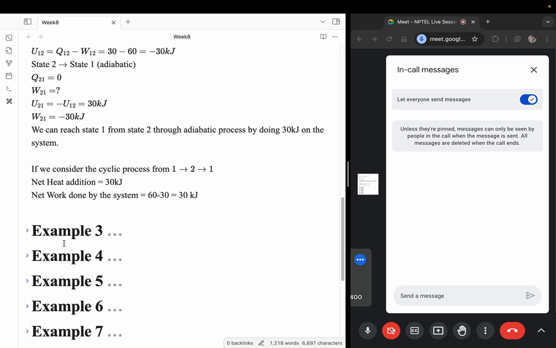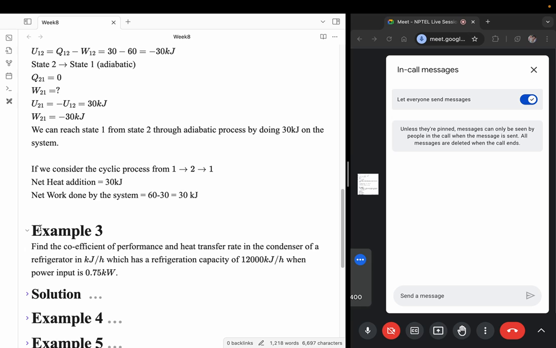Are there any questions? There are no questions, so we move to the next problem.